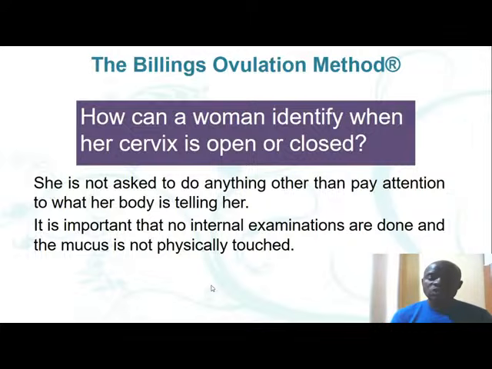We have two types of observation that we use in the Billings Ovulation Method. Number one, which is the most reliable and recommended, is the sensation that a woman feels at the vulva. If you do not understand or you don't visualize where the vulva is, kindly refer to the introduction to the Billings Ovulation Method that I presented before.